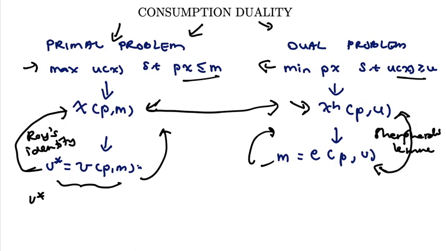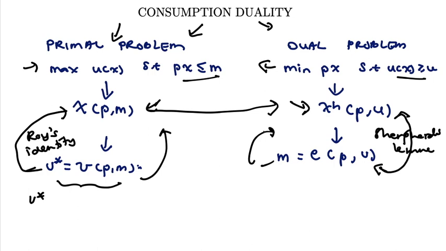Recall back when I talked about the consumption duality with the primal problem and also the dual problem, I did mention to you that when you have the indirect utility function, you can do something with the Hicksian demand function together with the indirect utility function to get something else, isn't it? Remember what did I say earlier?